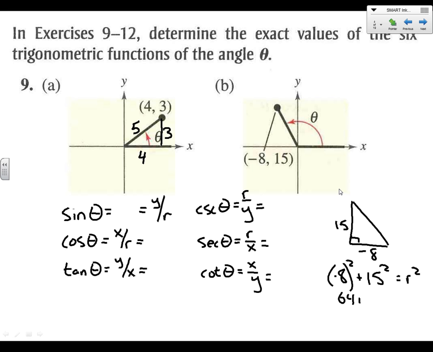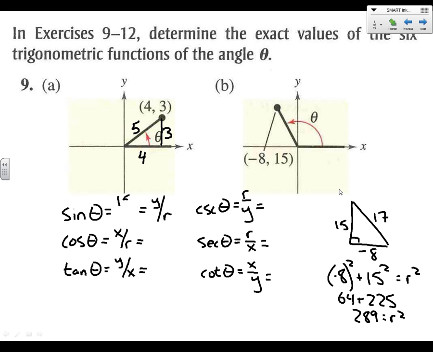64 plus 225 is going to be 289. And if you do the square root of 289, you get 17. So our r is 17. All right, now we have all 3 sides of the triangle. We're ready to plug in.